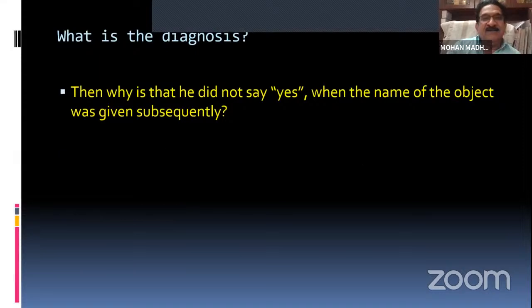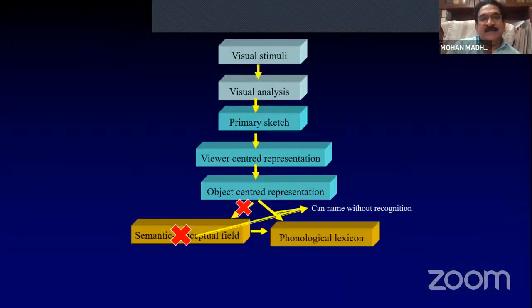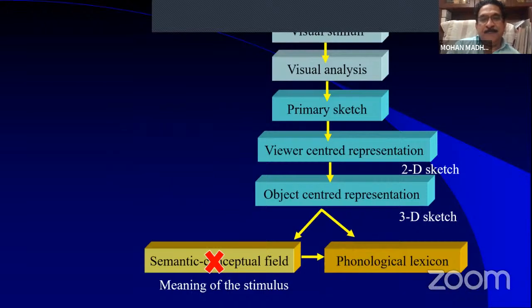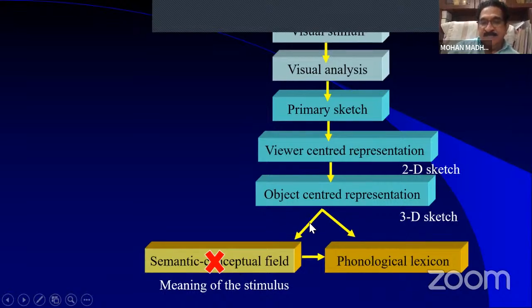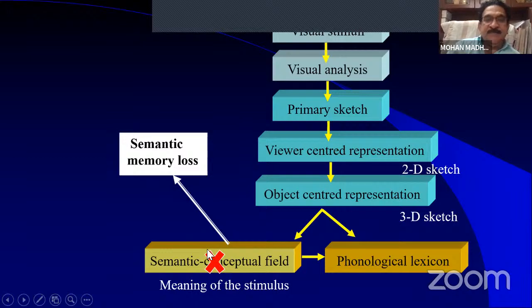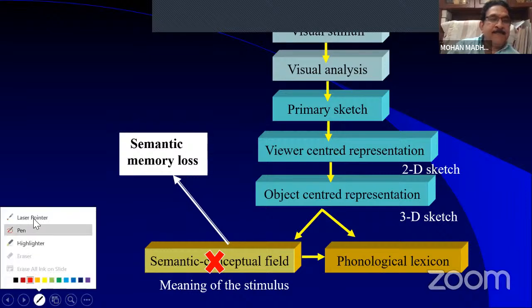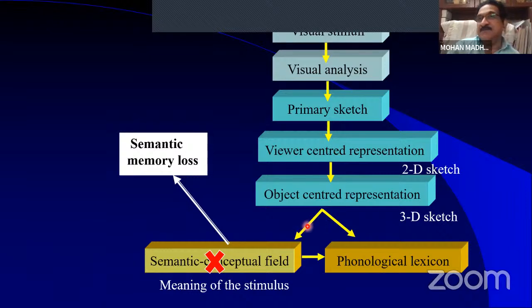So how could he name initially if he had semantic dementia? That's what this pathway is for. Here the naming can be done. This is separate: the basic visual processing stops there, and from there it goes through this pathway to the semantic conceptual field. The lesion is here, not here. Here it is semantic loss. If the lesion is here, in particular which I'm showing, you get a visual agnosia: from the lesion, it cannot reach the memory bank.